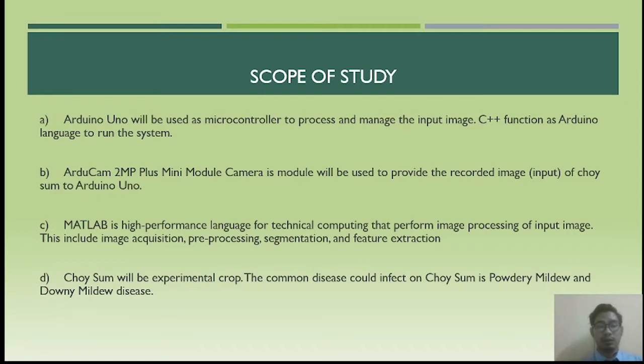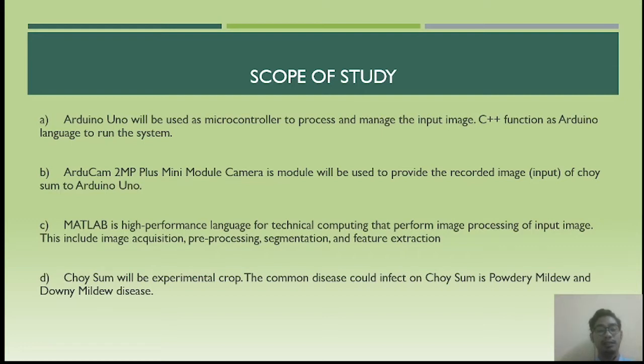Next is the scope of study. First, Arduino Uno will be used as a microcontroller to process and manage the input image. Second, the Educam 2 megapixel is used as the camera to capture the input image. Third, MATLAB software is used to process the image by using the image processing toolbox.